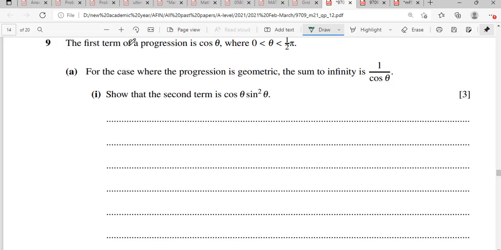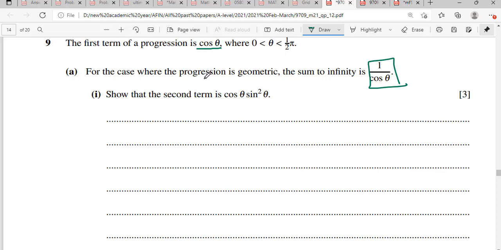Question 9 is about progression. The first term in a progression is cosine theta. Theta is between 0 and pi over 2, or if you work in degrees, between 0 and 90. For the case where the progression is geometric, the sum to infinity is 1 over cosine theta. Show that the second term is cosine theta sine squared theta.